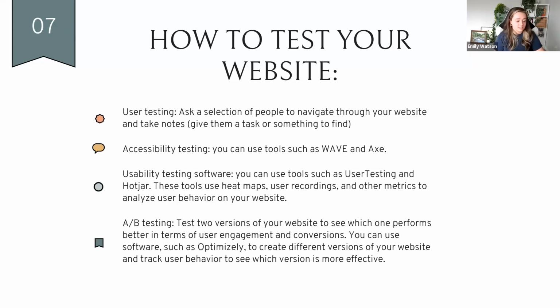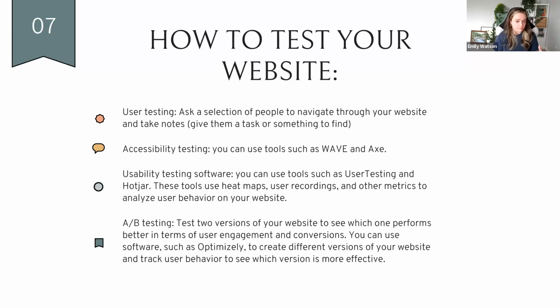Another thing is accessibility testing. You can use tools such as Wave or Axe to see if your website is compatible. Then there's usability testing software. You can use tools such as UserTesting and Hotjar for heat maps, user recordings, and other metrics to analyze user behavior on your website.